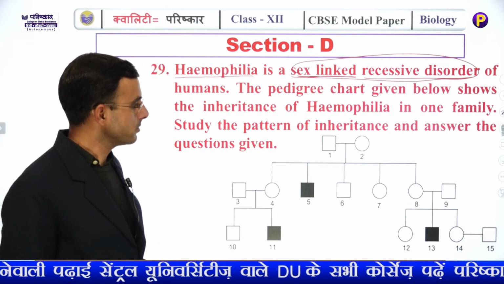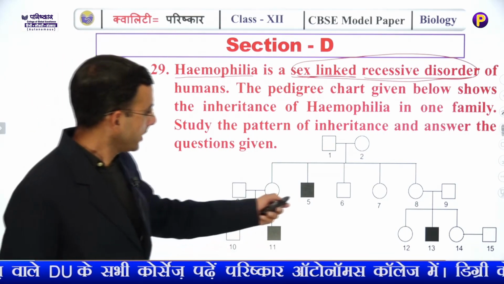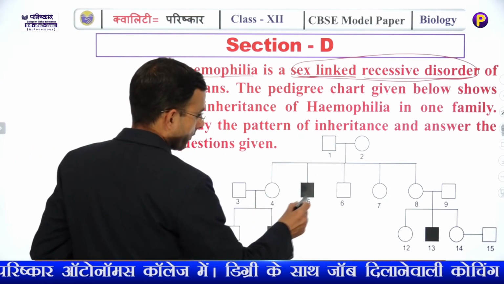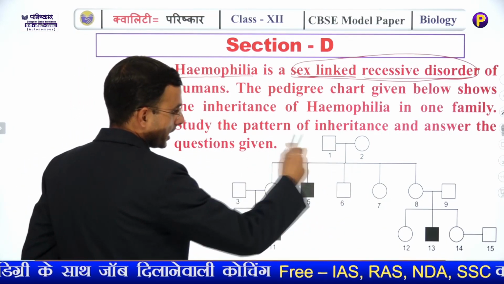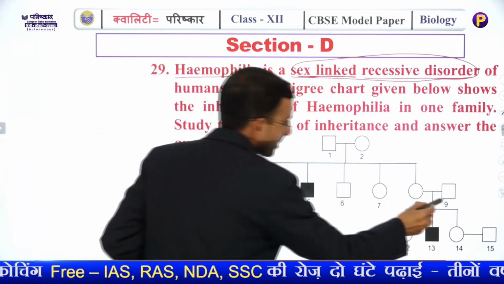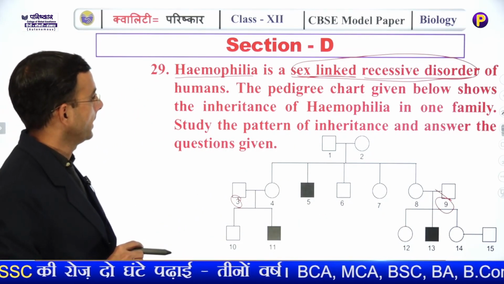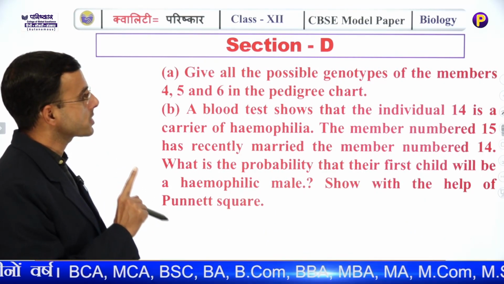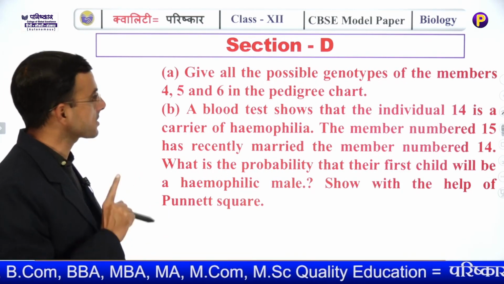So what is the question? Let us see what the questions are. Now look at this first one. There are individuals 1, 2, 4, 5, 6, 7, 8 from the same generation, and the 3rd and 9th are from outside. They are marrying normal females. The first question is: give all the possible genotypes of the members 4, 5 and 6 in the pedigree chart.